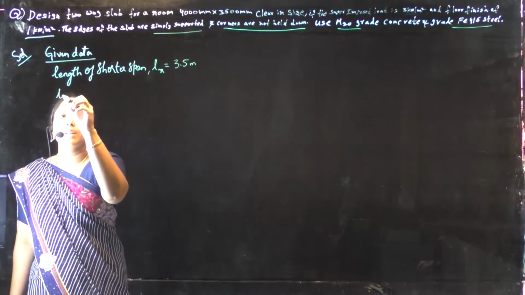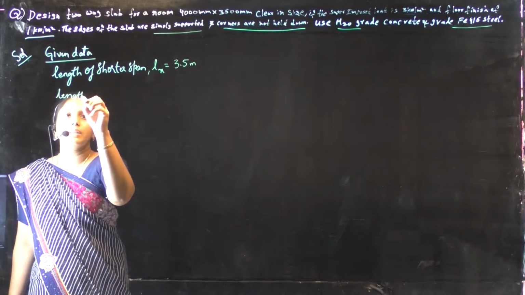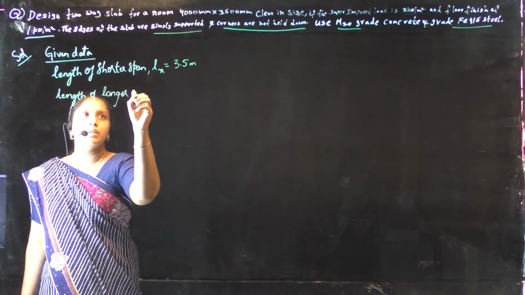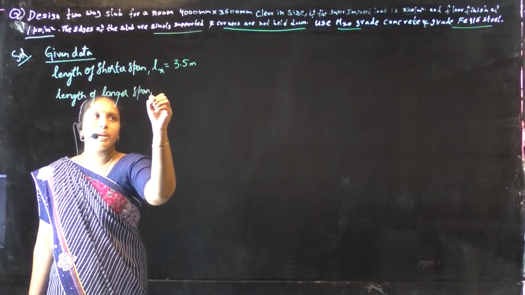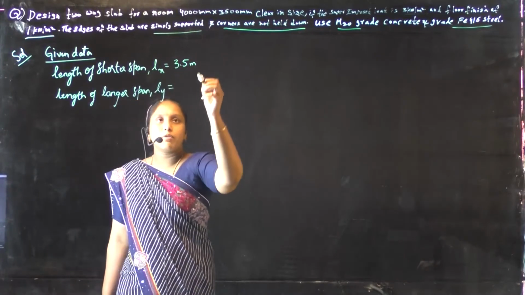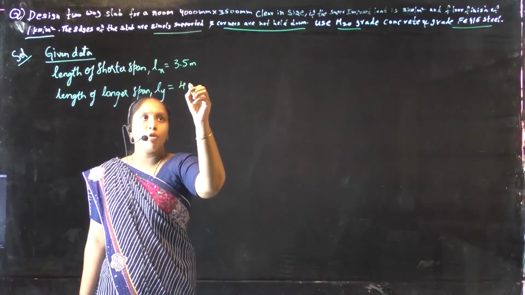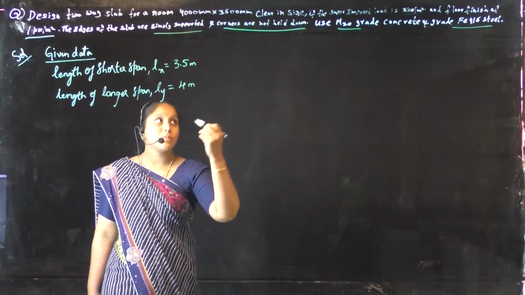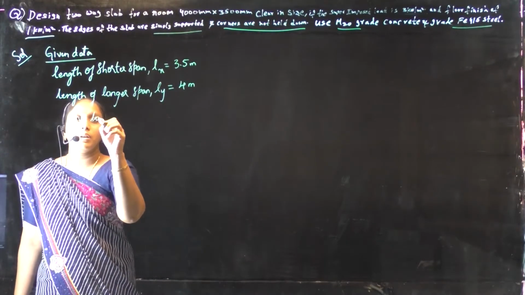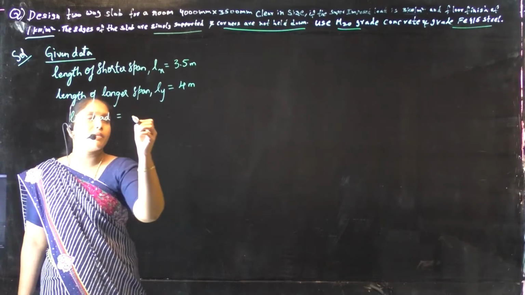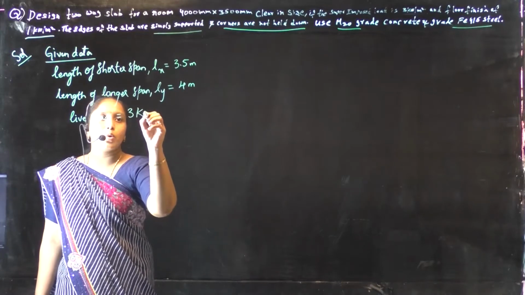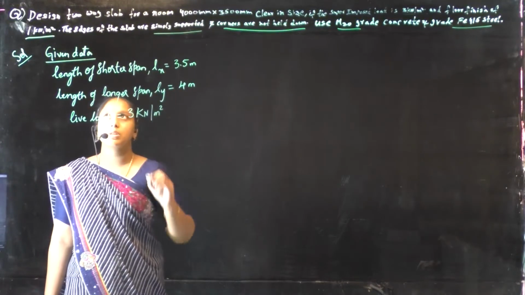And the length of the longer span is also given here. What is the length of the longer span? Denoted by Ly. Here it is 4 meters. Then the live load is given. How much is the live load given here? It is 3 kilonewton per meter square.